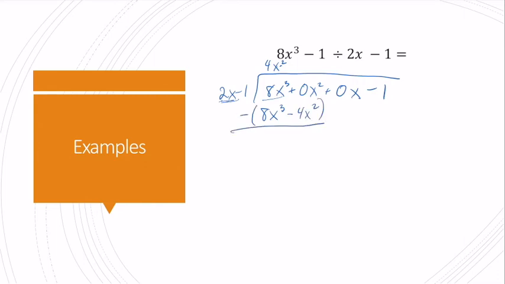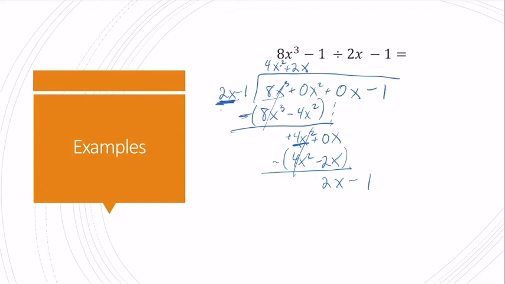I subtract this. First term cancels. 2 negatives make a positive. So I've got a positive 4x squared. I then pull down my second term. And I say, okay, what do I multiply 2x by to make it look like 4x squared? That's going to be 2x. 2x times 2x is 4x squared. 2x times negative 1 is a negative 2x. I go ahead and subtract. 2 negatives make a positive, so I get 2x minus 1.